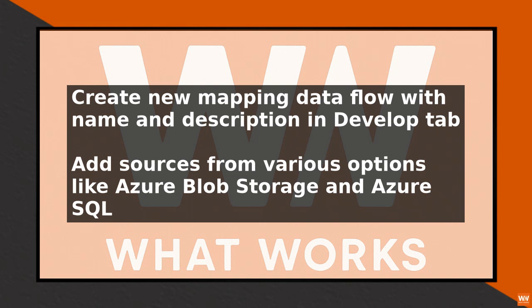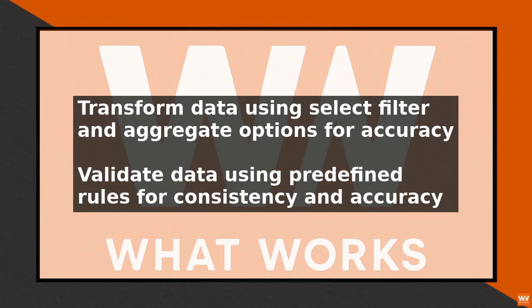Azure Synapse supports a wide range of data sources, including Azure Blob Storage, Azure Data Lake Storage, and Azure SQL Database. After adding the source, the next step is to transform the data, which can be done using various transformation options such as Select, Filter, and Aggregate. The Select transformation is used to select specific columns. The Filter transformation is used to filter out rows based on conditions. And the Aggregate transformation is used to perform aggregation operations such as sum and average.